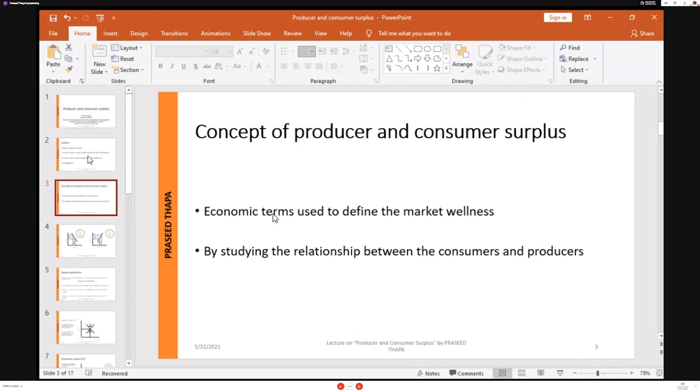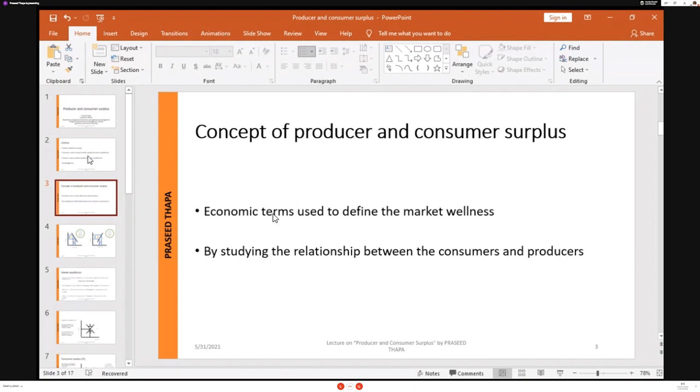Now, how can we define the fairness or the wellness of any market? We can find out the wellness of the market by studying the relationship between consumers and producers, because they are the important actors in any market. They are the ones who produce, and they are the ones who consume, so they are obviously going to be the very important actors in your market.